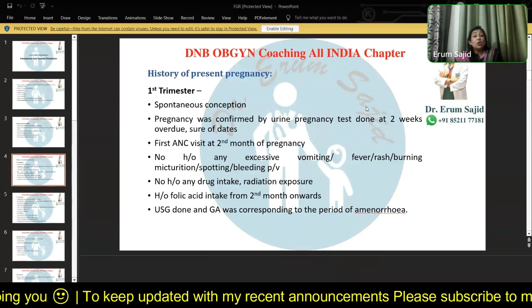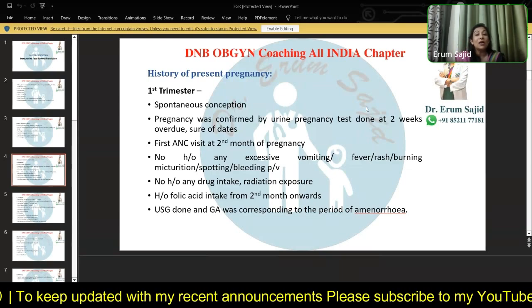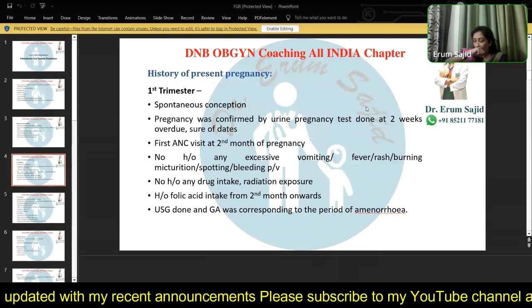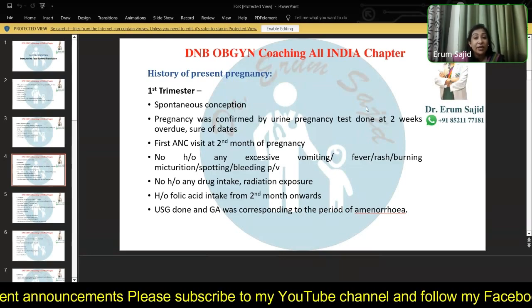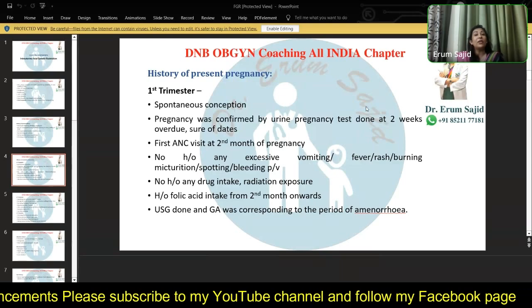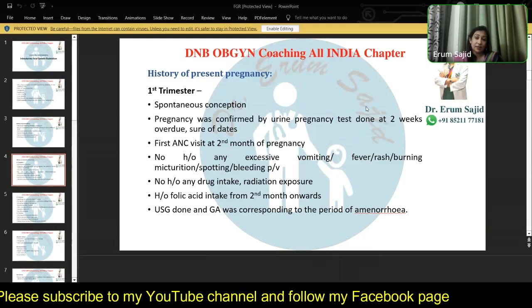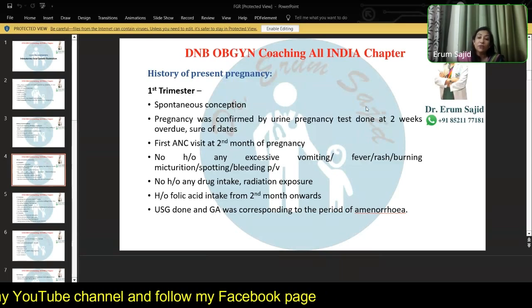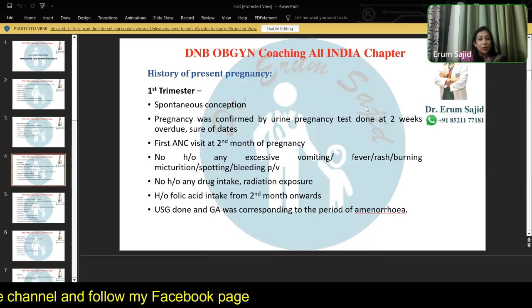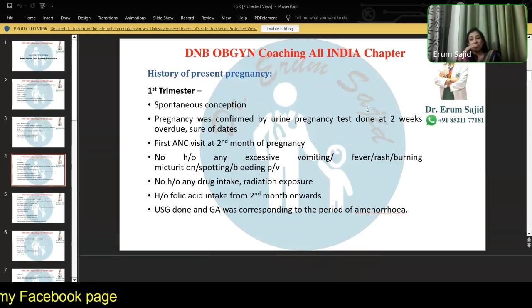So for the first trimester, I would want to ask whether the booking scan was corresponding to her dates or not, because maybe she is not fetal growth restricted, maybe she has wrong dates. Correct? For us, this is the most important thing in the first trimester history. Everything else is also relevant, but this is my most important question to you.